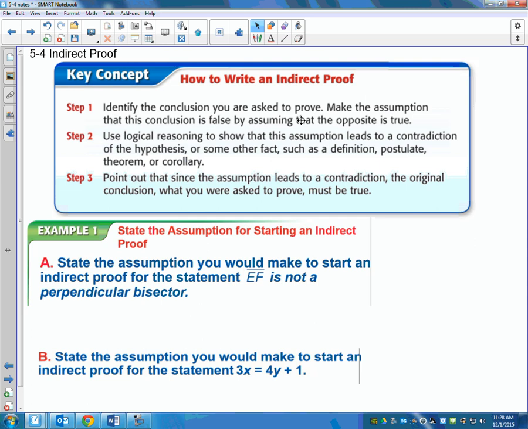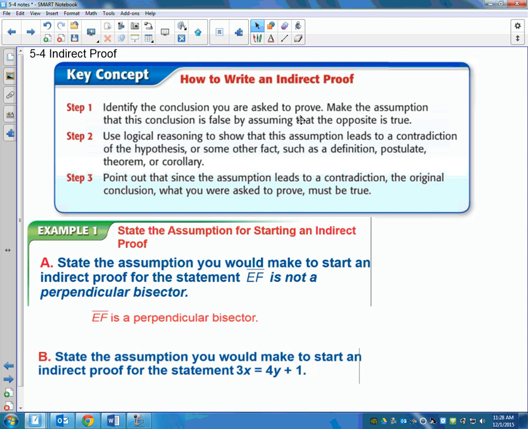The good news is, in the first part of your homework, you just get to practice assuming the opposite is true. So it says, state the assumption that you would make to start an indirect proof for the statement, EF is not a perpendicular bisector. What would you assume is true? EF is a perpendicular bisector. That's the contradiction. So you just assume the opposite is true.